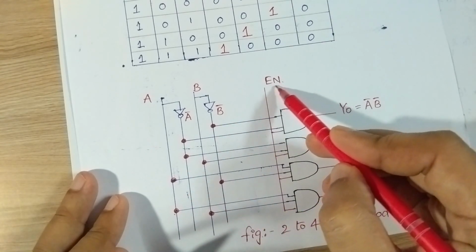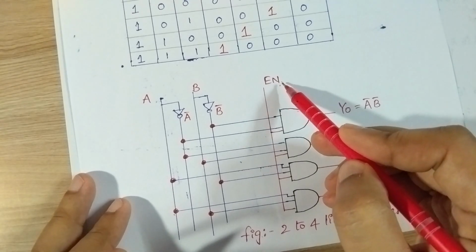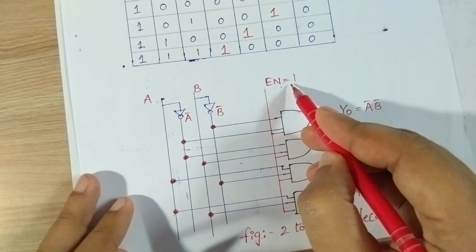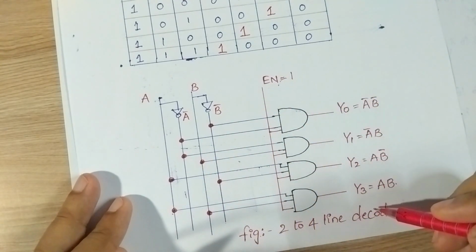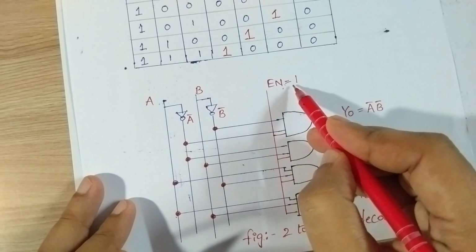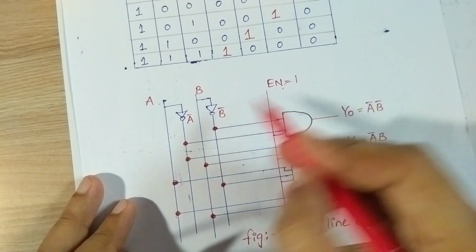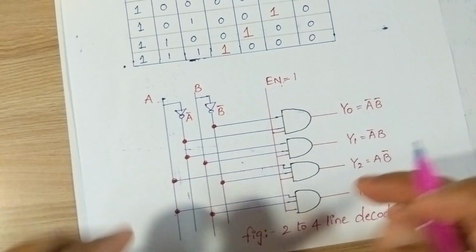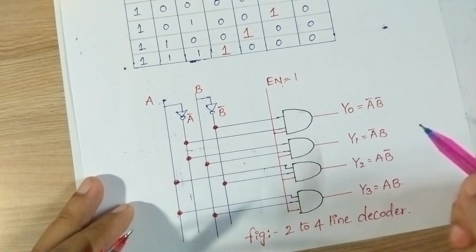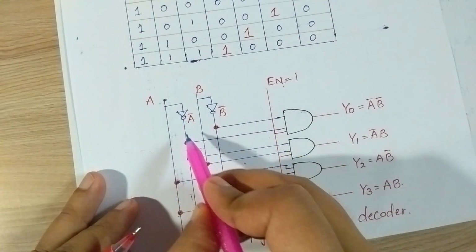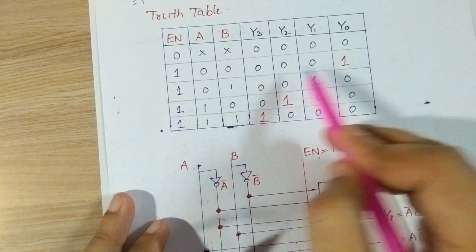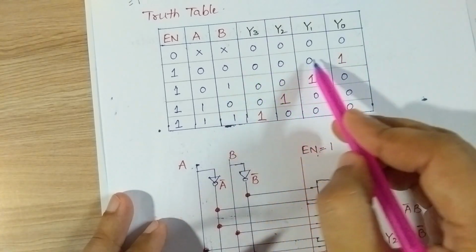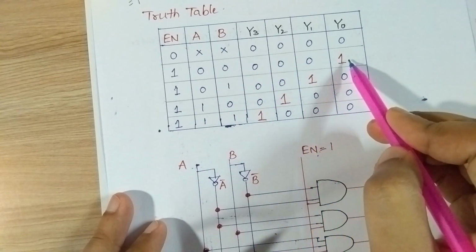And one enable pin is also there. When the enable pin is equal to 0, all the outputs will be shown as 0 only. So when the enable pin is equal to 1, the outputs will get active. Now see here, in these four output columns, each output column will have 1.